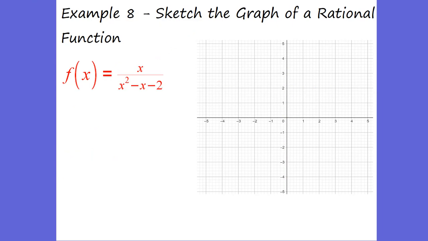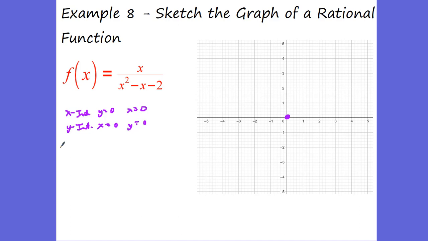Example 8, which is sketching the graph of a rational function. We're going to first take a look at the x-intercept. For the x-intercept, we're going to say y is equal to 0, which means x is equal to 0. It's the same with the y-intercept: x is equal to 0, y is equal to 0. So I have this point right here at (0, 0).